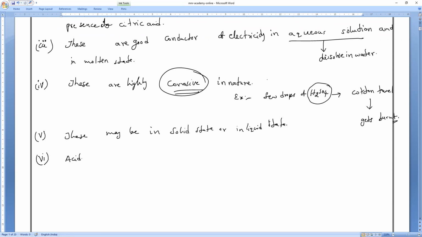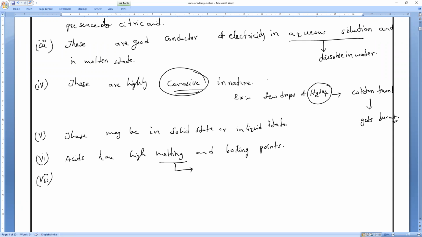Next, if you take these acids, they have high boiling points as well as melting points. High melting and boiling point. Can anybody tell me what do you mean by boiling and melting points? Anyone? Mr. Vijay? Mr. Harish? Sir, specific point at which acid starts melting. Yes, that is called melting.